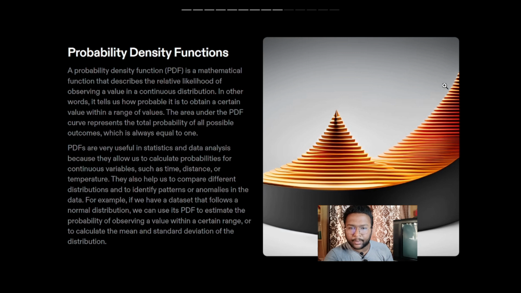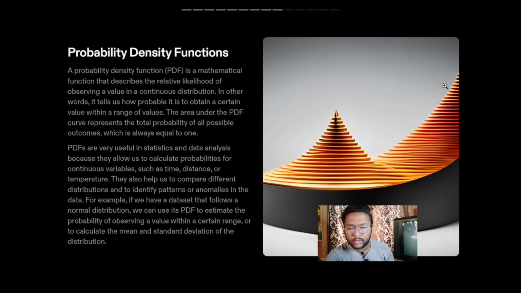Coming on to the probability density function, PDF. The probability density function is a mathematical function that describes the relative likelihood of observing a value in a continuous distribution. In other words, it tells us how probable it is to obtain a certain value within a range of values. The area under the PDF curve represents the total probability of all possible outcomes, which is always equal to 1. PDFs are very useful in statistics and data analysis because they allow us to calculate the probabilities for continuous variables such as time, distance, or temperature.